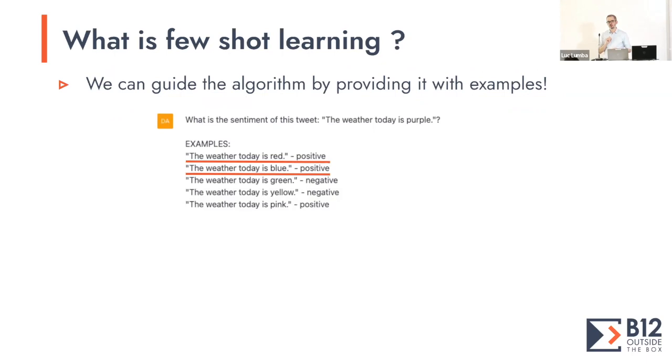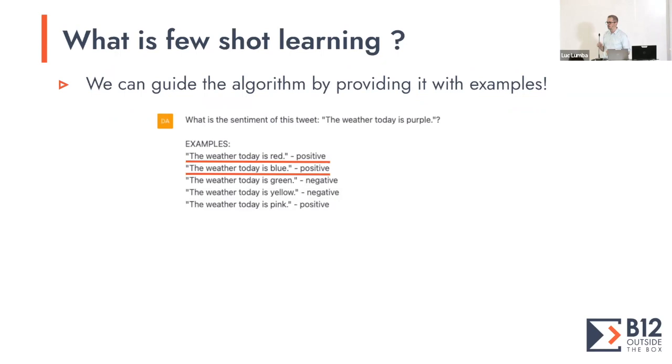So instead, I told it, okay, I'm going to guide you and give you a few examples of what I mean by sentiment. I told it, the weather today is red, that's positive. The weather today is blue, that's also positive. But green, yellow is negative, and pink is also positive.